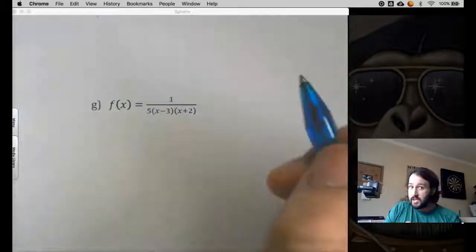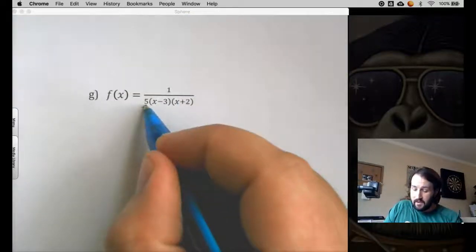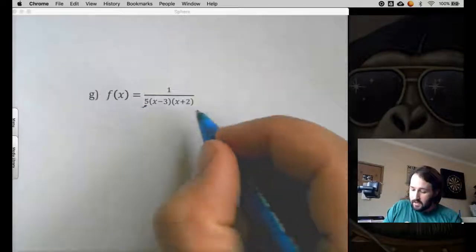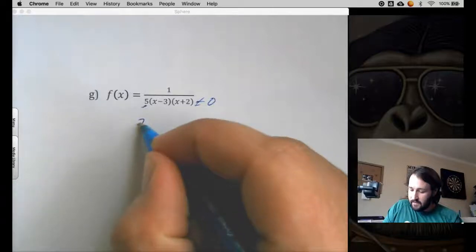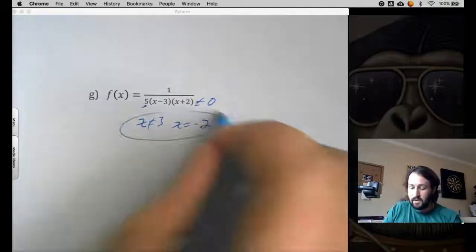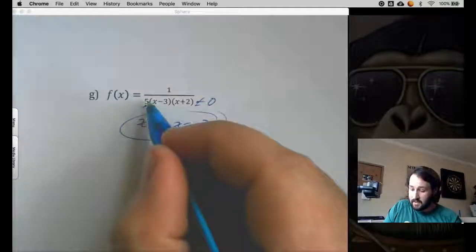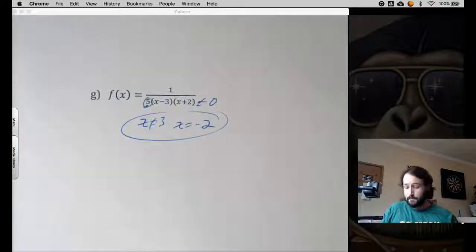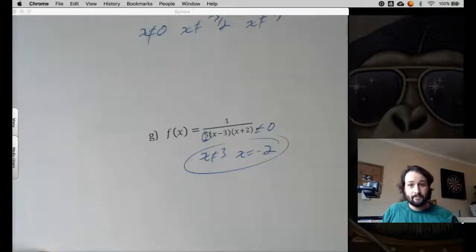Don't get tricked by g here. This 5 on the outside doesn't really do anything, it's just a multiplier. So if I take this cannot be equal to 0, the only ones I have is x cannot be 3, and x cannot be negative 2. I only have 2 asymptotes in that case. Since that 5 doesn't have an x, it doesn't really give us an x value that it doesn't have a 0 for. All right, that's it.